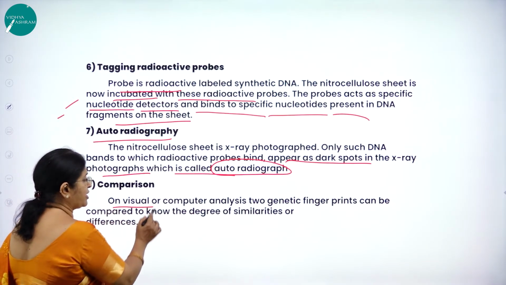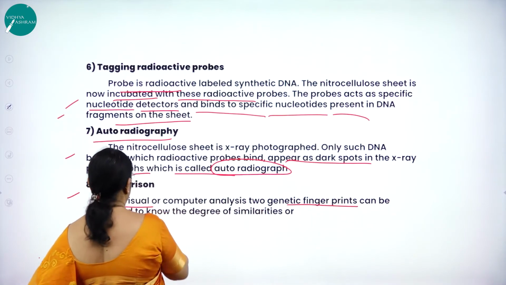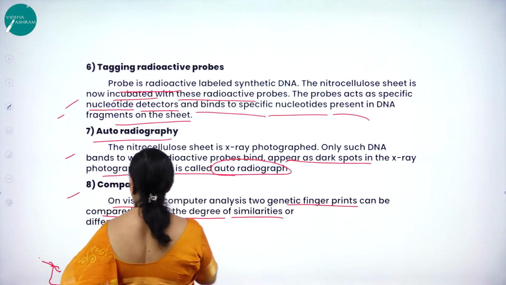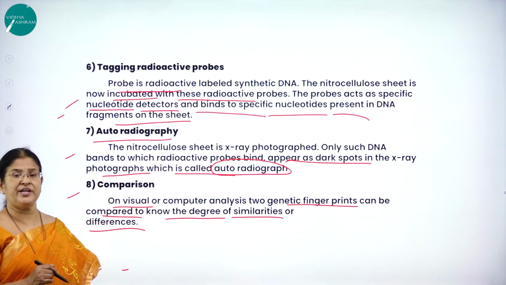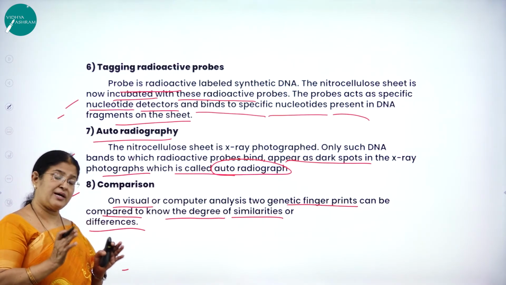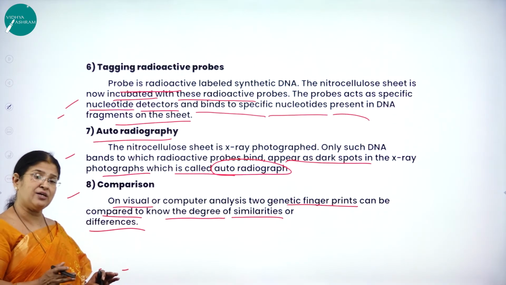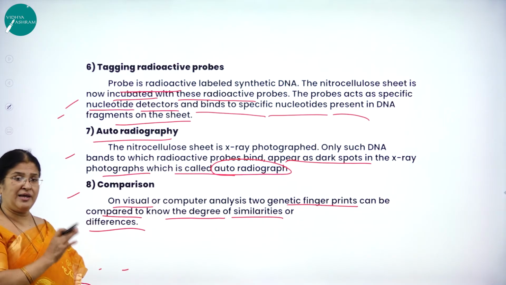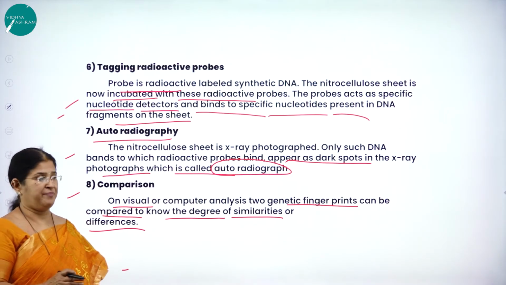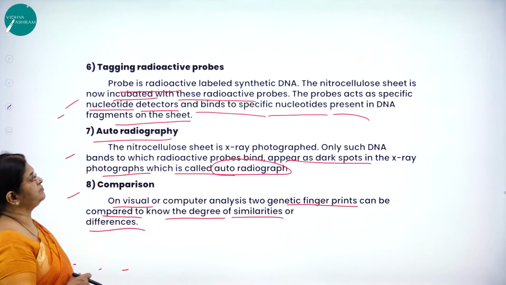So on visual or computer analysis, two genetic fingerprints can be compared to know the degree of similarities and differences. The very important concept of DNA fingerprinting is the comparison, whether it is similar or dissimilar. Based on that concept only, they will arrive at the right decision of claiming who has committed the crime. So these are all the important steps in DNA fingerprinting.